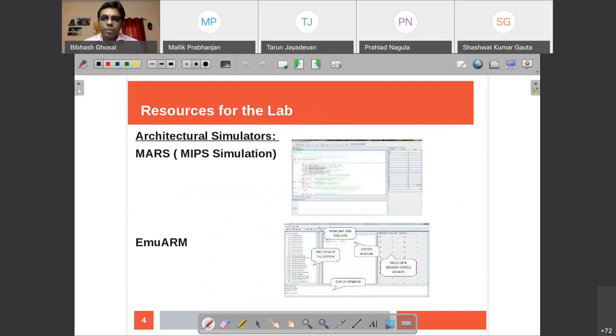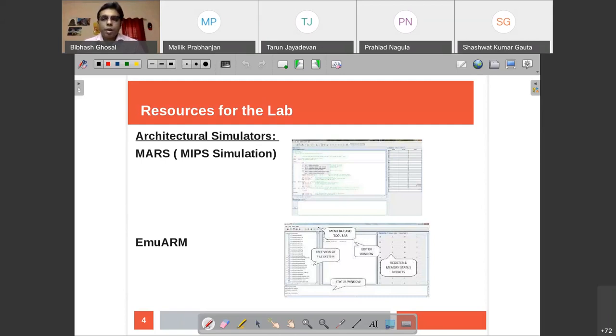It's called Mars. So that is the first lab that we will start off with, understanding of the Mars simulator. And the second one is again a simulator for understanding the ARM assembly language. That's again a class of instructions or a machine which has its own instruction set.